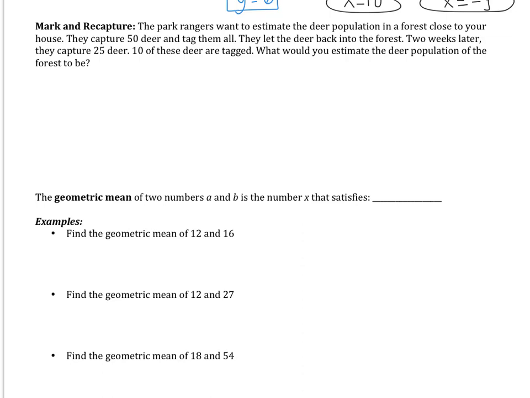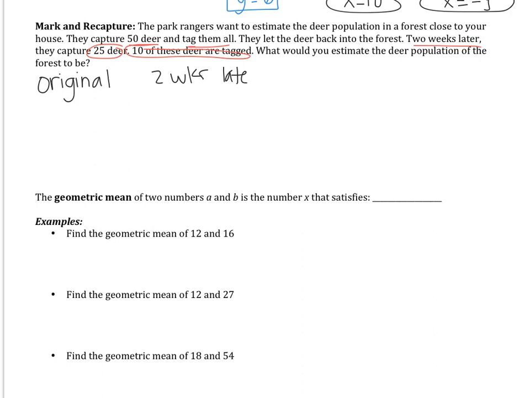Okay, so let's look at the important information. It says they capture 50 deer and they tag them all. Then, 2 weeks later, they capture 25 deer, 10 of which are tagged. Okay, so we have two time periods here. We have what they originally did, and then we have the 2 weeks later.